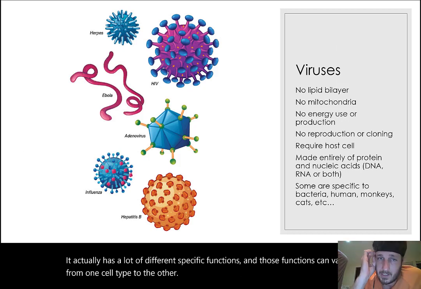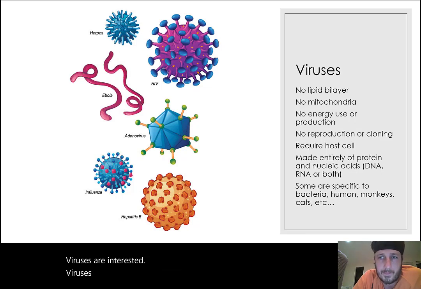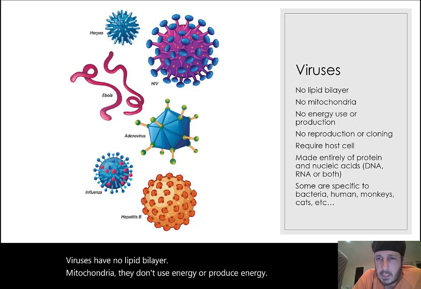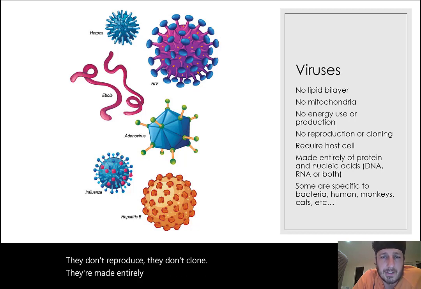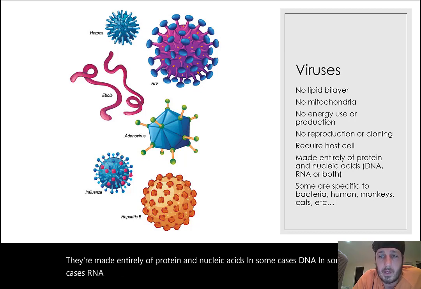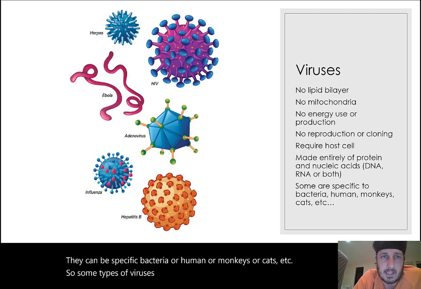Now, viruses are interesting. Viruses have no lipid bilayer, no mitochondria. They don't use energy or produce energy. They don't reproduce. They don't clone. They're made entirely of protein and nucleic acids, in some cases DNA, in some cases RNA, in some cases both. They can be specific to bacteria or human or monkeys or cats, etc. So some types of viruses can't infect any living thing. They can only infect certain living things.